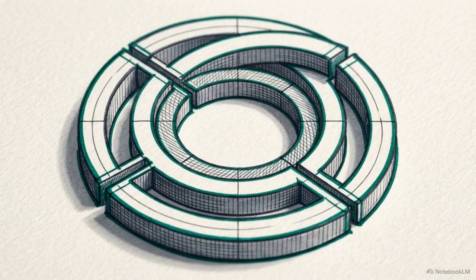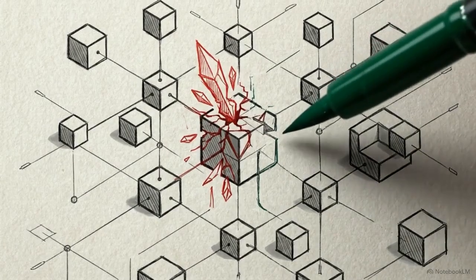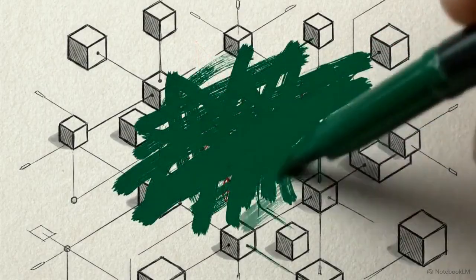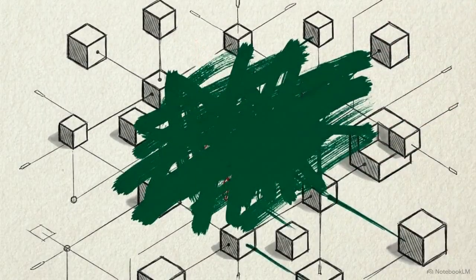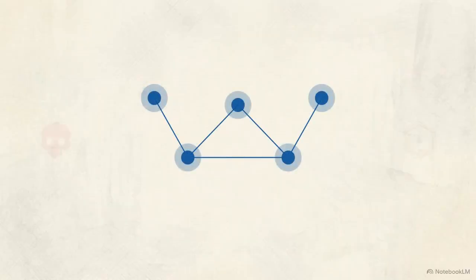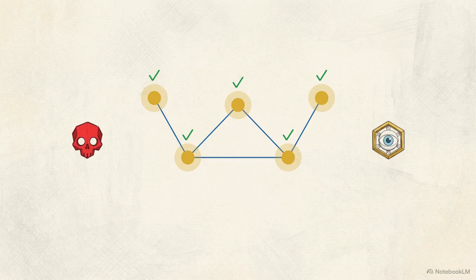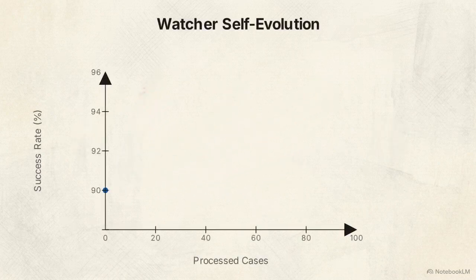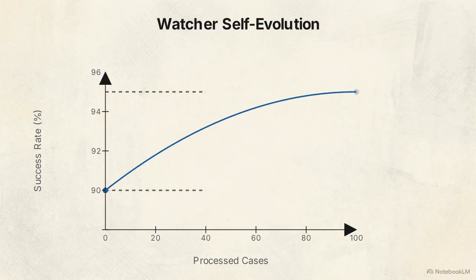The ultimate advantage of the watcher paradigm is security self-evolution. Because the watcher is an autonomous LLM, it continuously updates its own threat models and in-context memory. Every time it encounters a novel adversarial pattern in the wild, it refines its detection parameters. This chart visualizes that trajectory. Over the course of processing 100 complex, previously unseen threat cases, the watcher's defense success rate scales dynamically from an initial 90% up to 95%, without manual code updates.